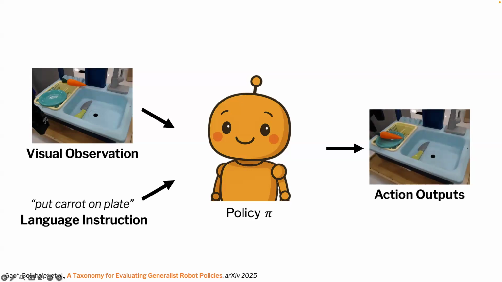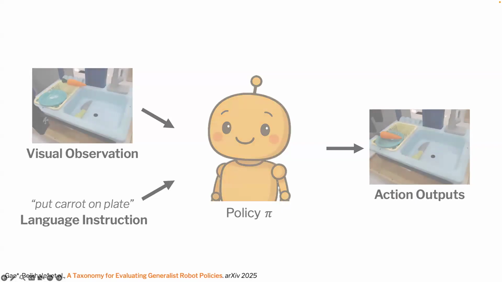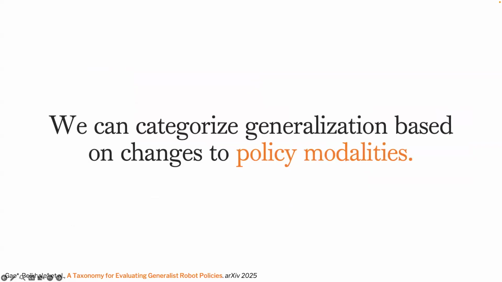We now popularly call these VLA models, but it's generally a vision, language, and action model. The key insight we set off this work with was just to break down generalization in a very, very simple way with respect to the three different policy modalities. So the V, the L, and the A. So we have whatever you think is your task, what are the different ways in which you can perturb the different modalities and still continue succeeding.